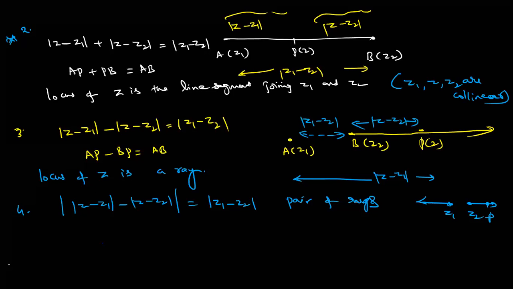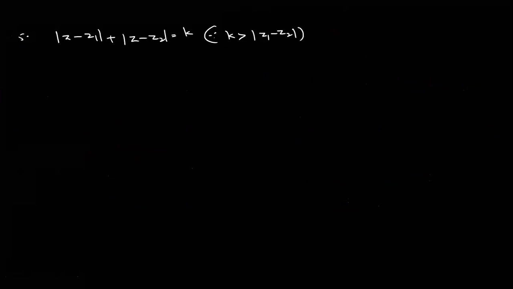Right, get ready. So how many of you remember the ellipse and hyperbola concepts? I'm using them now. Fifth one. See, I'm giving the conditions, you will tell me. Modulus of Z minus Z1 plus modulus of Z minus Z2 is equal to k. Suppose this k is greater than modulus of Z1 minus Z2, for example. What is the locus? Can you guess? PA plus PB is equal to k, a constant. Anyone observing?